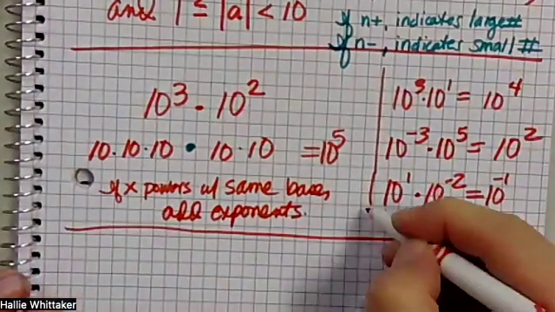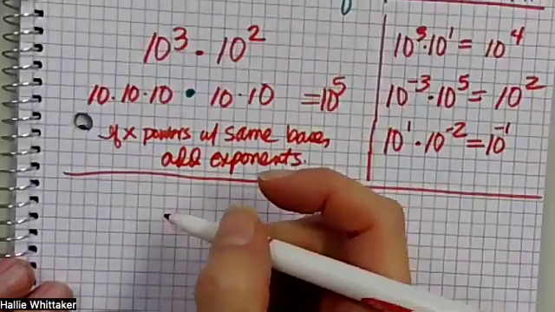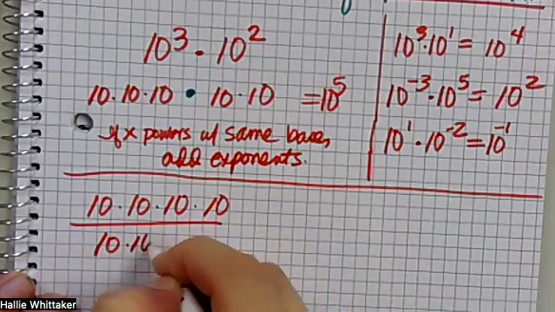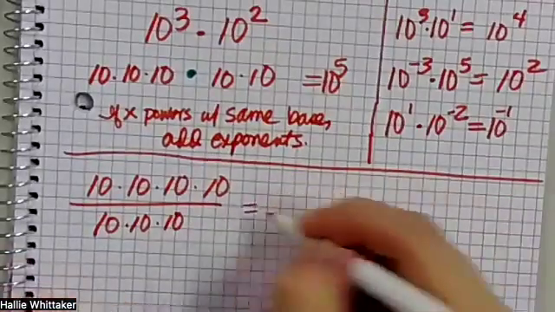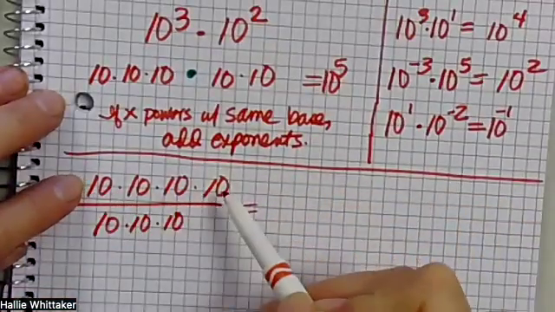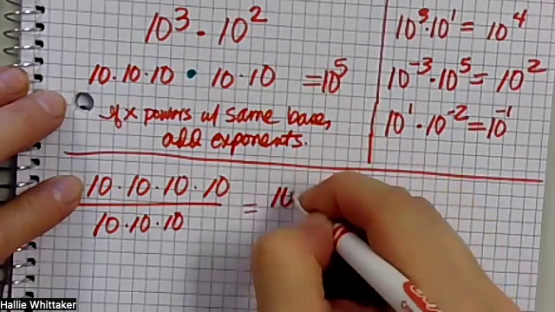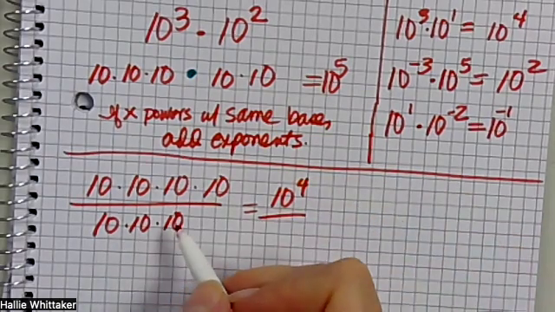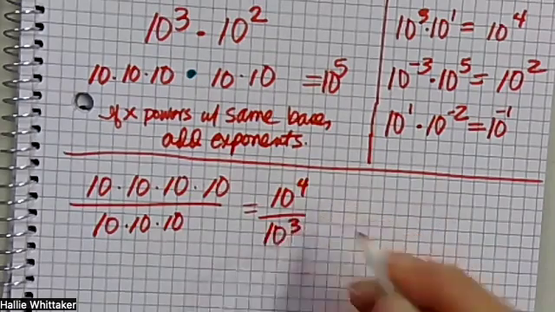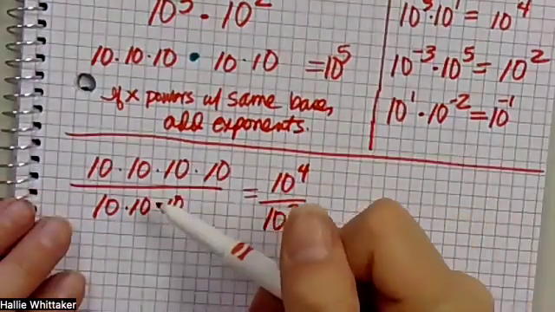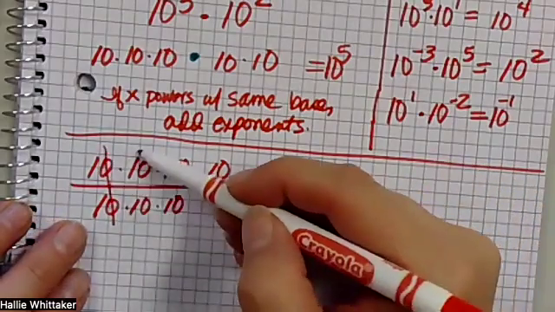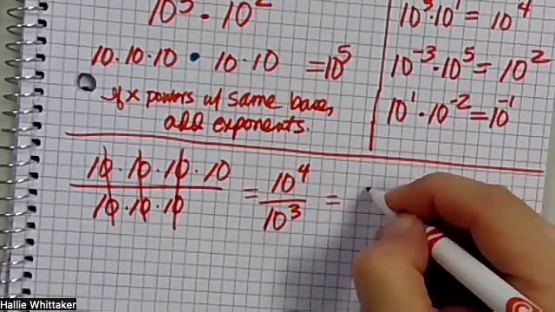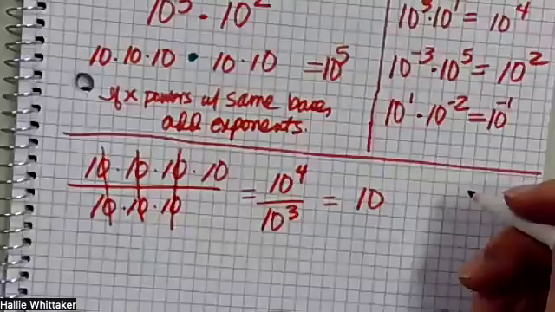Let's go the other way, just so you're not surprised. Let's say I've got 10 times 10 times 10 times 10 divided by 10 times 10 times 10. Now, shorthand. What is 10 multiplied by itself 4 times? 10 to the fourth, right? And 10 multiplied by itself 3 times, you got it, 10 cubed. Now look at this. We know 10 divided by 10 is 1, 10 divided by 10 is 1, 10 divided by 10 is 1. What is your final answer? 10, right?